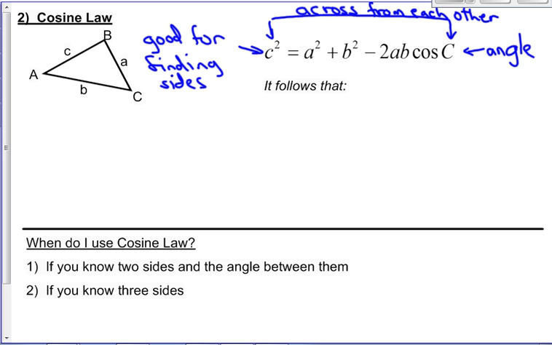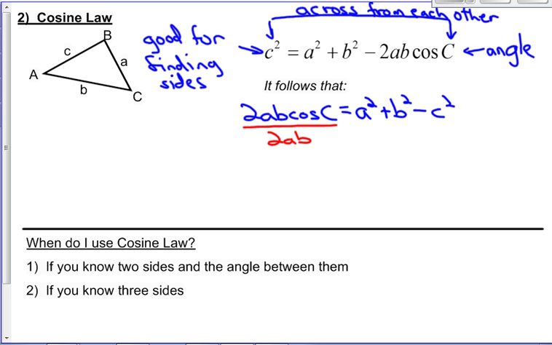If you want to find angles, it would be nice to rearrange this so that it's solved for cos c. So let's move the 2ab cos c to the other side. I'm just adding it. And let's subtract the c squared from the left-hand side. From here, we could divide by 2ab. And we'd have a form of the cosine law that is a little nicer for finding angles.